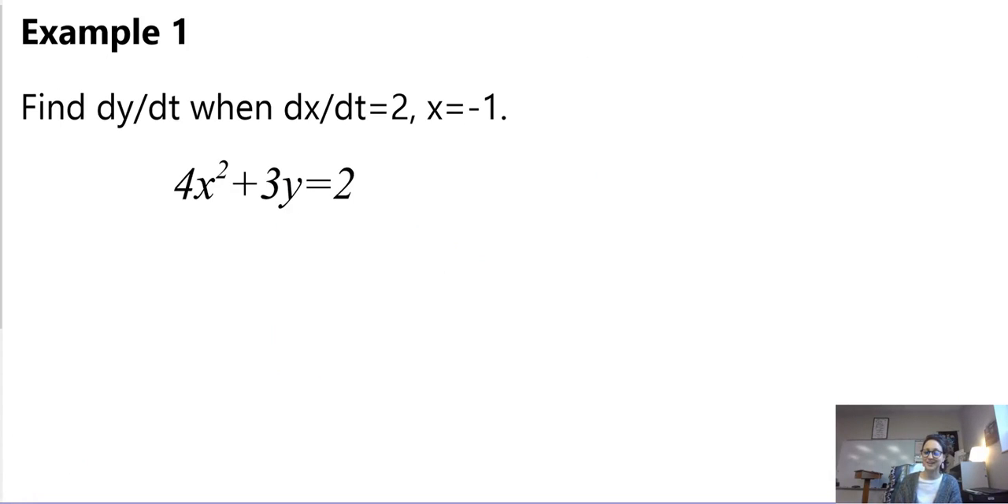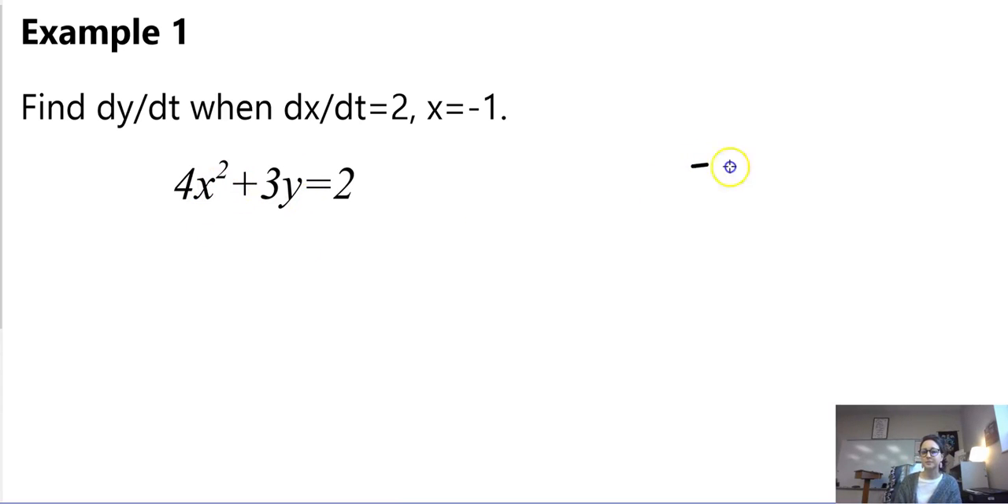Can you please copy everything I have for example 1? We're back. So we want to find dy dt when dx dt is 2, x is negative 1, and our equation is 4x squared plus 3y equals 2. The first thing I want you to do is look at the equation given and decide how many variables you have. And there's 2, right? X and y, and we're assuming that both move with respect to time, okay?